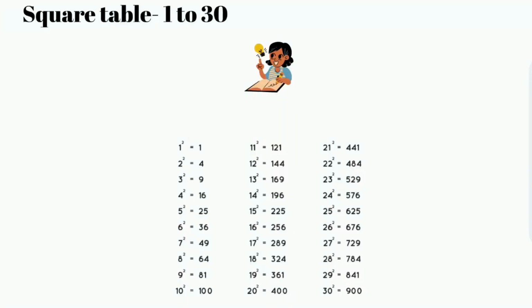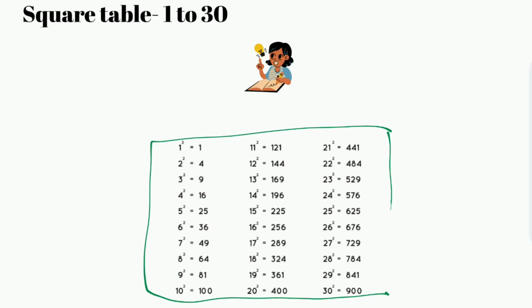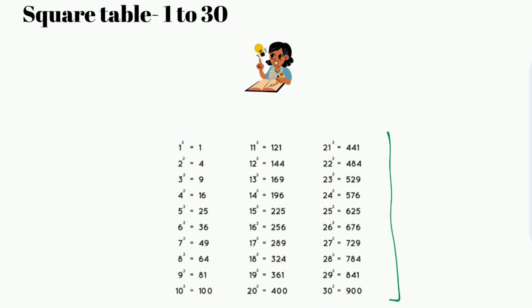Now the second part, which is the table of squares from 1 to 30. This is a very important table because these are the squares that are commonly used everywhere. So you need to remember the squares of these numbers in order to make your calculations a little faster.